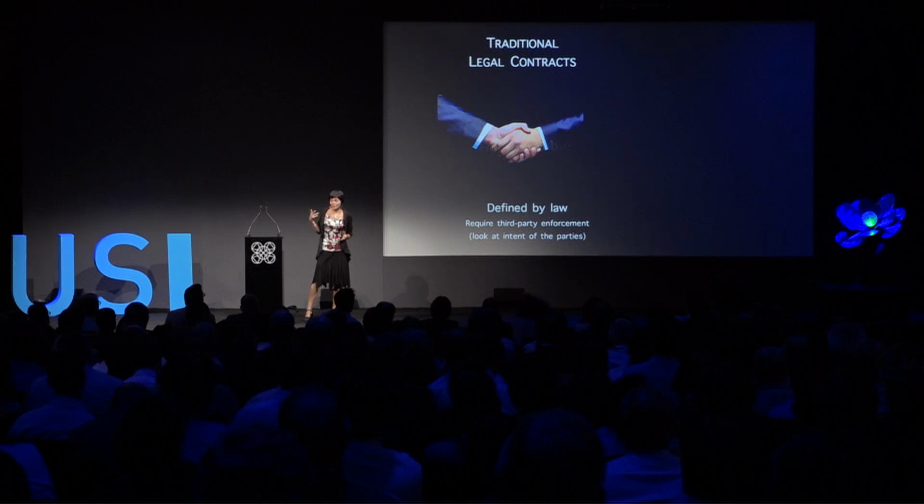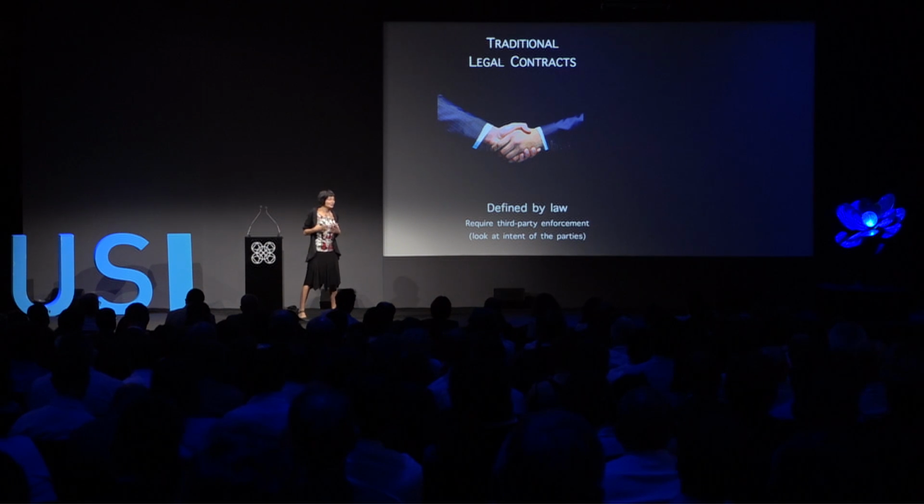And then the same applies in the context of contracts. Traditional legal contracts are created according to specific rules which have been defined by contract law and which are meant to create a binding agreement between two parties. But those agreements can only be enforced by a third-party authority which needs to read and understand the meaning of the words of the contract in order to actually understand what the real intentions of the parties were.